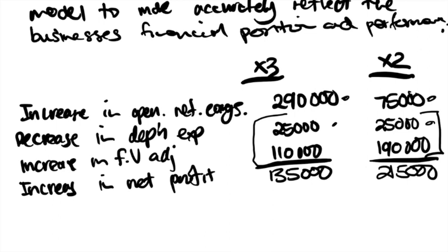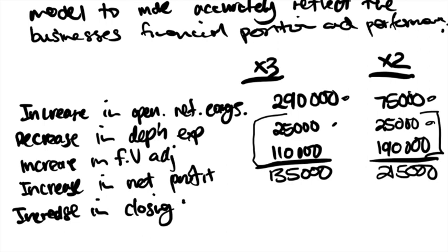Okay, and then the last thing that is impacted is we have an increase in our closing retained earnings. Now the increase in the closing retained earnings, if you look at X2, it would be the 215 plus the 75 over there, so that gives us 290. Okay, so that's the net impact on the closing retained earnings.